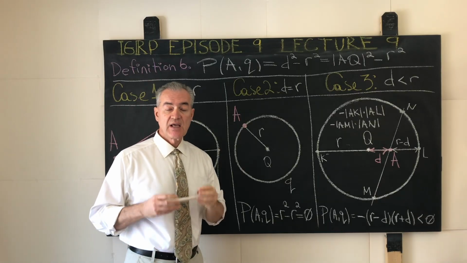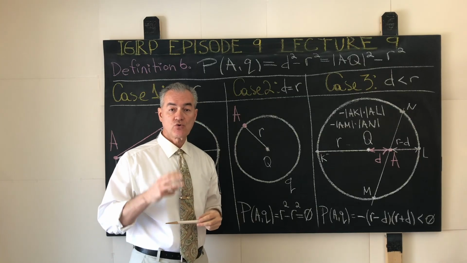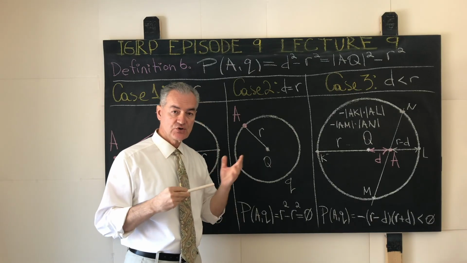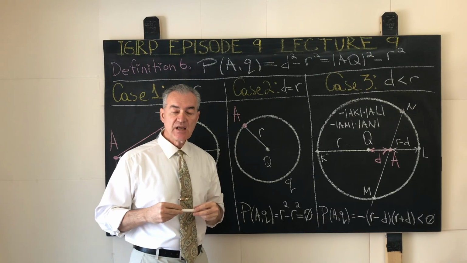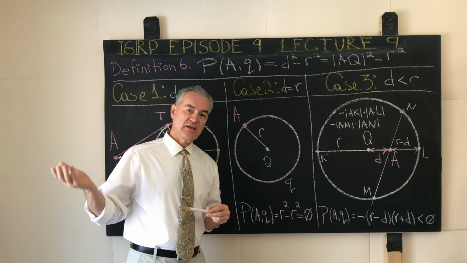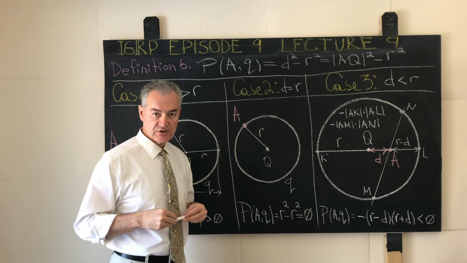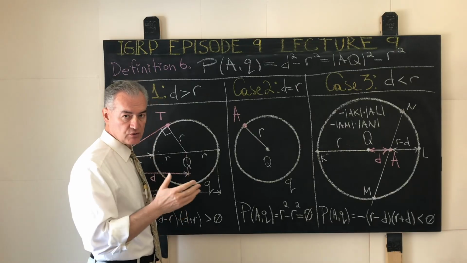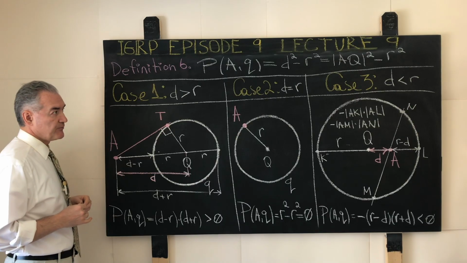And amazingly enough, that definition of the power of a point with respect to a circle works in all three distinct cases as we draw our point through the circle of interest. That is, it works when the point A is located strictly outside of the circle of interest. It works when the point A is located precisely on the circle of interest. And it works when the point A is located strictly inside the circle of interest. And all these three cases are depicted on the board. Let us go over them one by one.